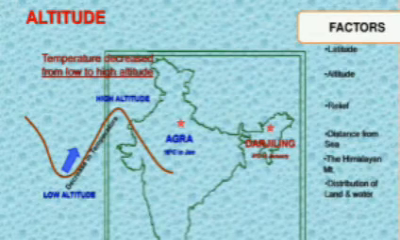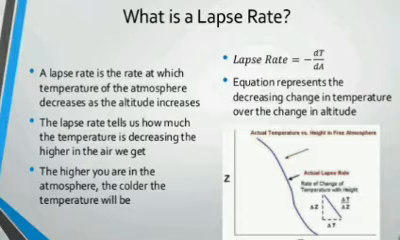Next, altitude. When the altitude increases, the temperature decreases. The temperature decreases at the rate of 6.5 degrees Celsius for every 1000 meters of ascent. It is called the normal lapse rate. What's the normal lapse rate? When altitude increases, the temperature decreases. That is the normal lapse rate.